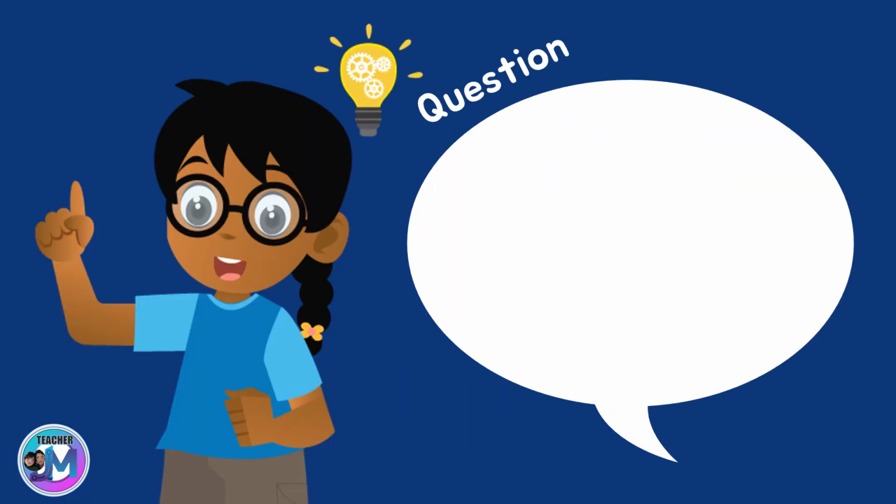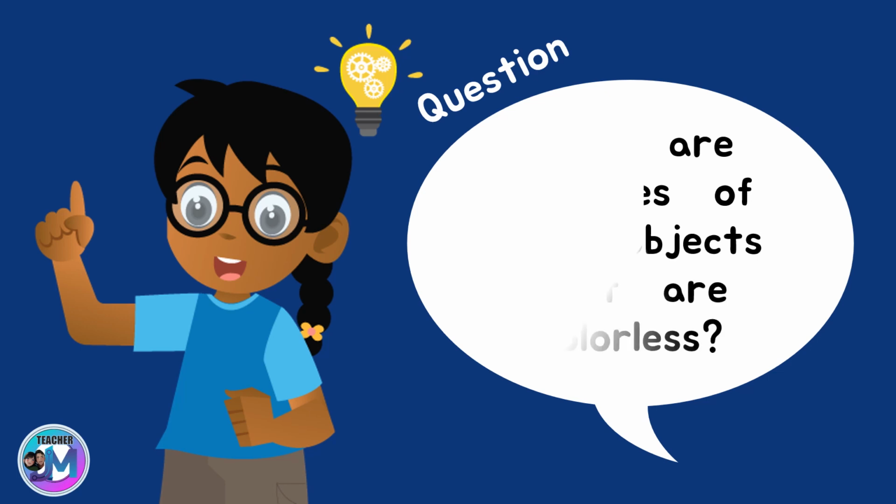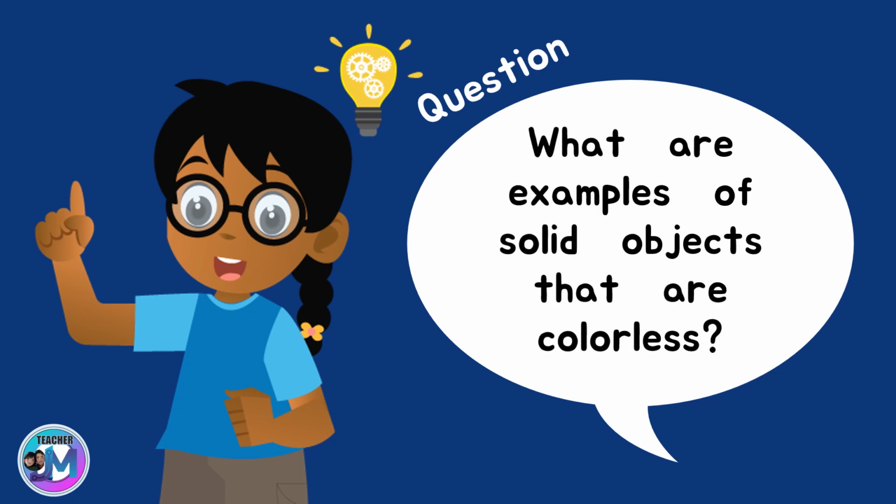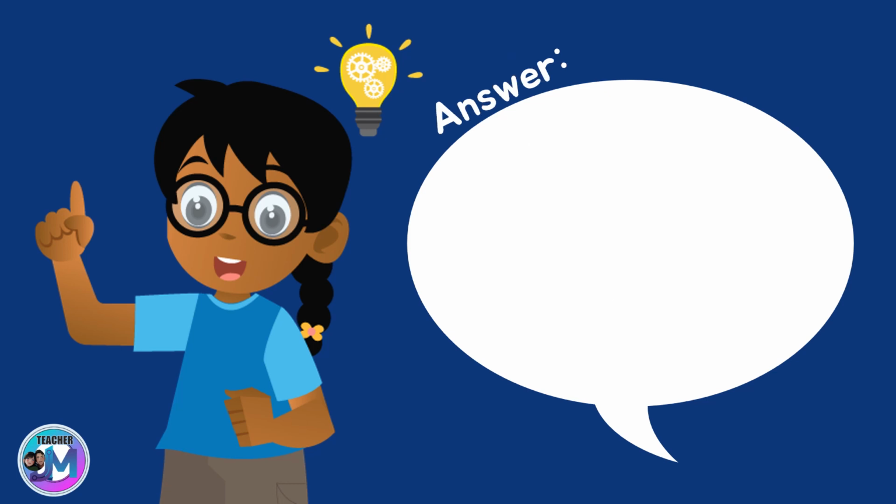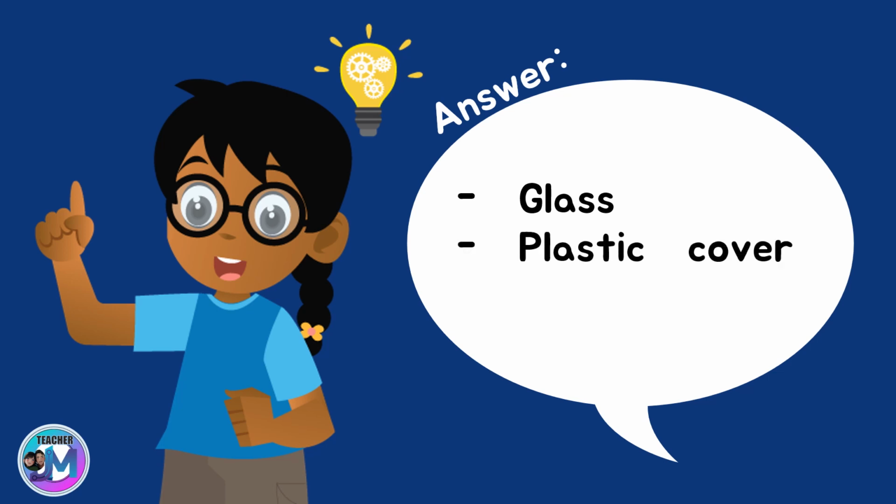Now let's answer this question. What are examples of solid objects that are colorless? Now let's answer and compare. Some solids that are colorless are glass and even plastic cover.